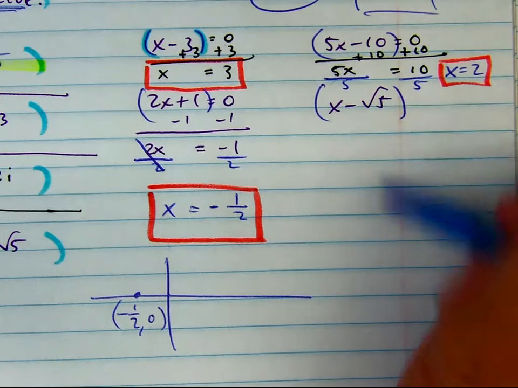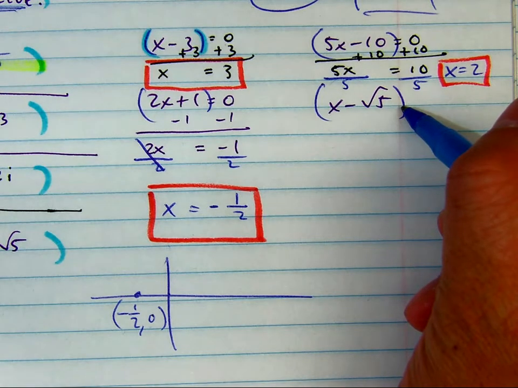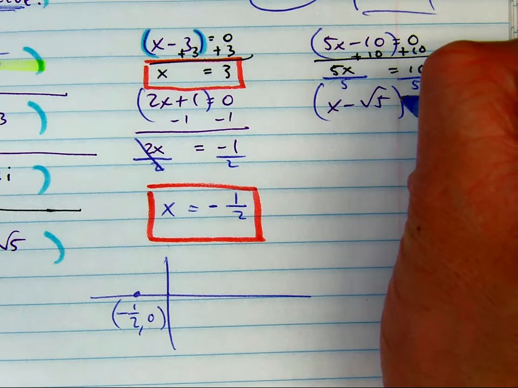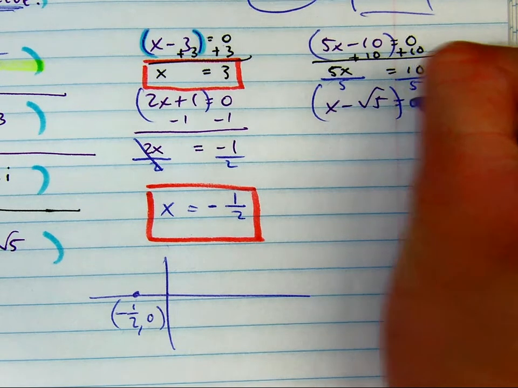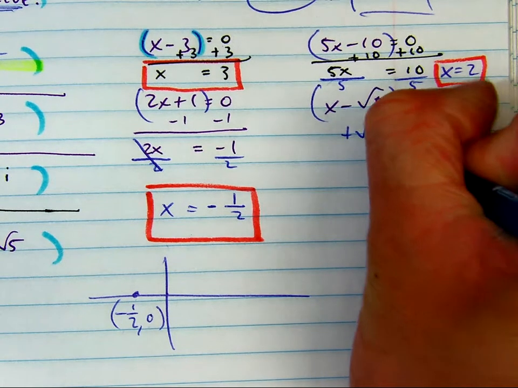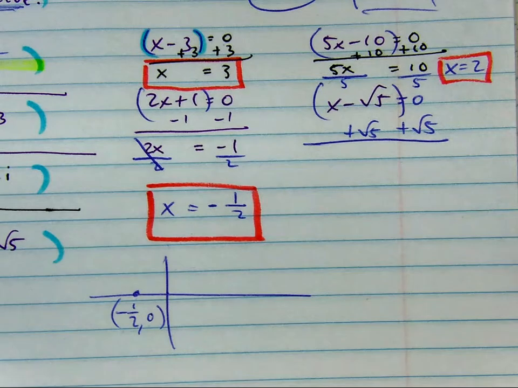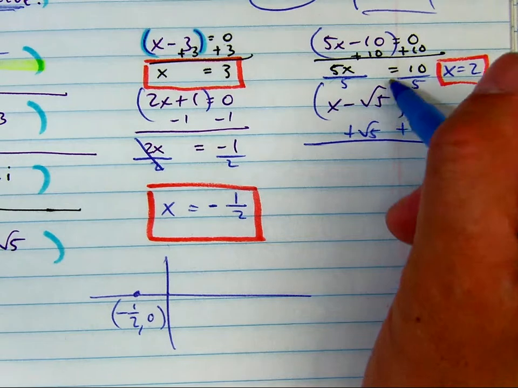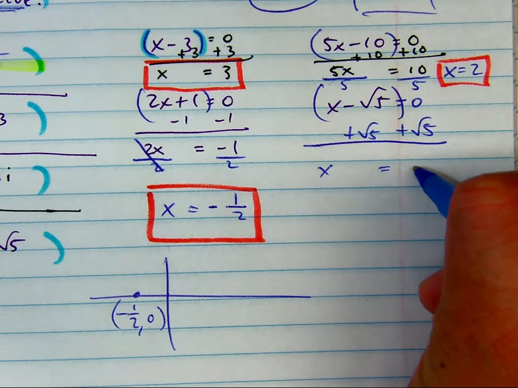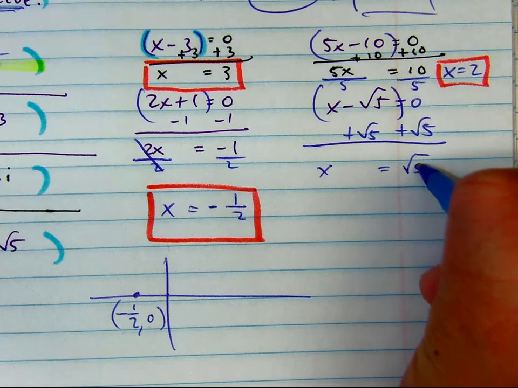Class, what do I do with this one? Set it equal to 0 and add radical 5. X equals radical 5.